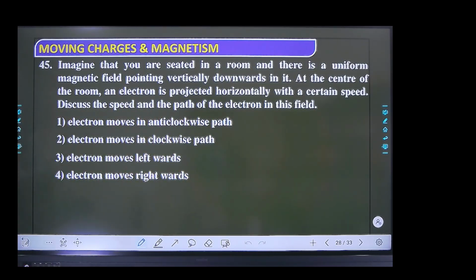Imagine that you are seated in a room and there is a uniform magnetic field pointing vertically downwards in it. At the center of the room, an electron is projected horizontally with a certain speed. Discuss the speed and path of the electron. Speed change करेगी?